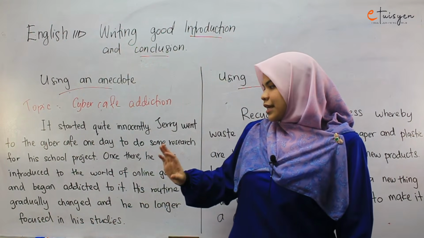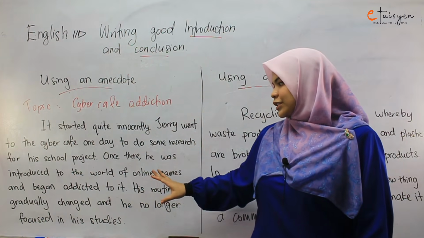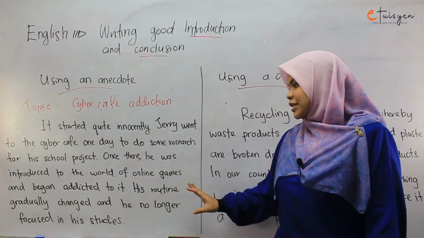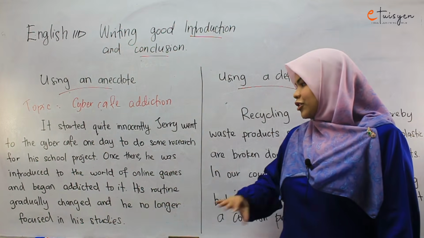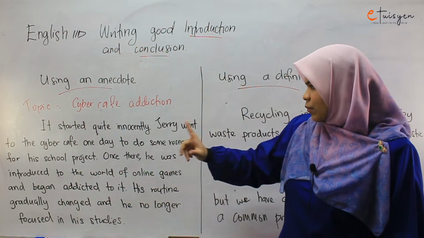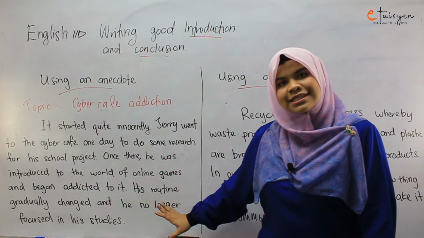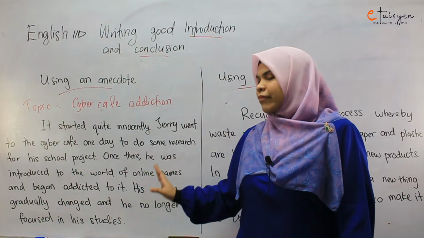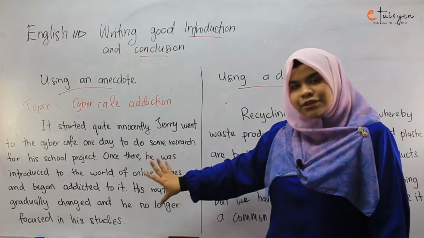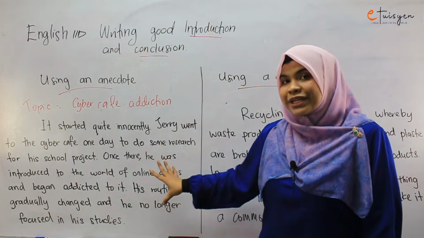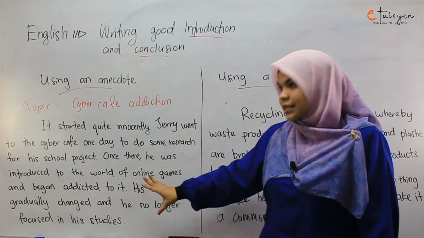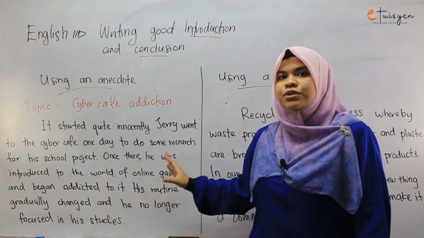Because Jerry was introduced, he became addicted, and he did not manage it. His routine gradually changed, and he no longer focused because he kept on playing online games. So as you can see, it's just 1, 2, 3 sentences. It can be shorter actually if you want to, which is better. Keep it brief, and make it clear that while reading this introduction, you know that it's talking about the cyber cafe, and that he is addicted to it because he was introduced to the online games.